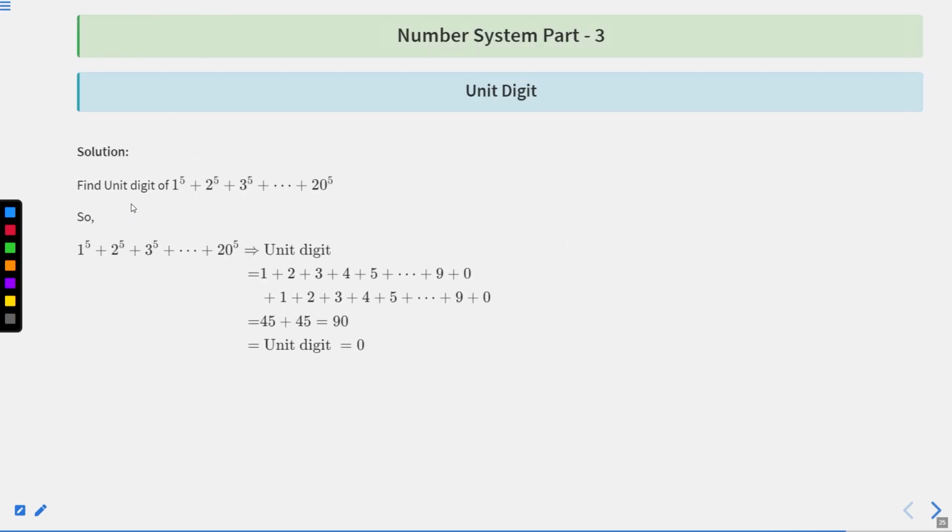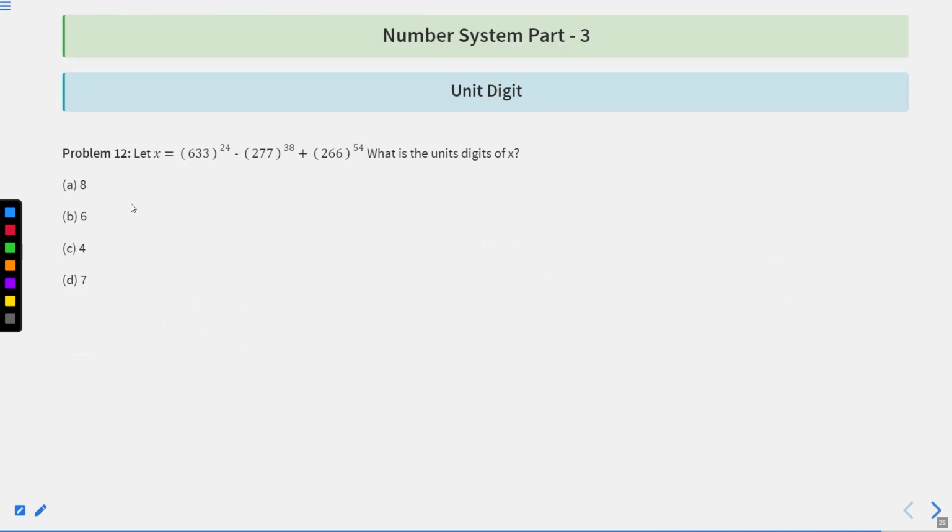Let us look at the last problem for this lecture, that is problem number 12. Let x equal to 633 to the power 24 minus 277 to the power 38 plus 266 to the power 54. What is the unit digit of x?